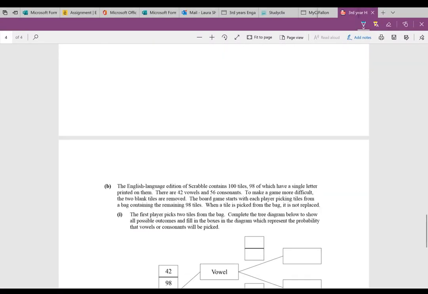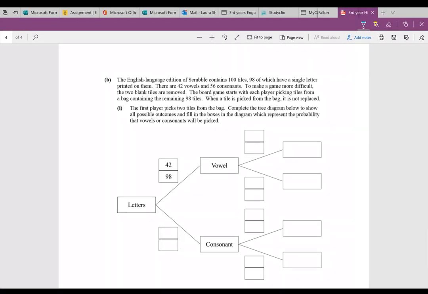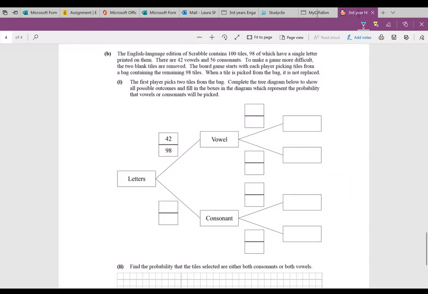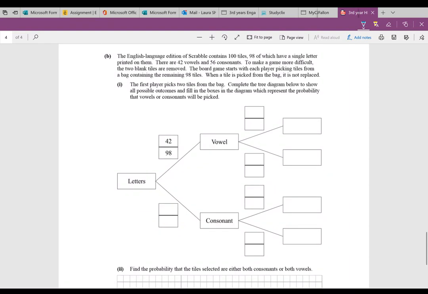Okay, these tree diagrams can be tricky. The English language edition of Scrabble contains 100 tiles, 98 of which have a single letter printed on them. There are 42 vowels and 56 consonants. To make the game more difficult, the 2 blank tiles are removed. The board game starts with each player picking tiles from a bag containing 98 tiles. When a tile is picked from the bag, it is not replaced, and that's important.